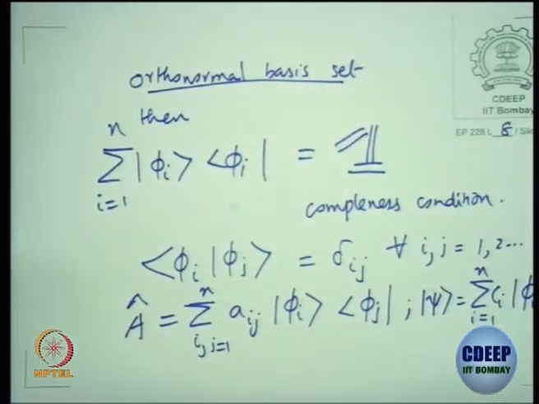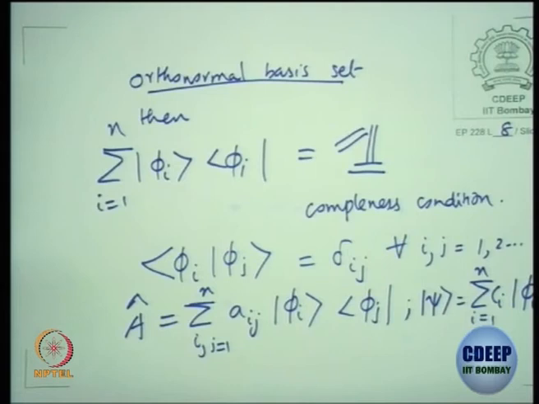Here we are playing around between Dirac notation and your familiar matrices, in a 2-dimensional vector space and 2×2 matrices. If you are clear about this, you can do any 3×3, n×n.